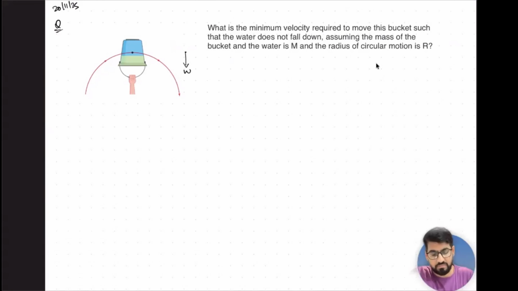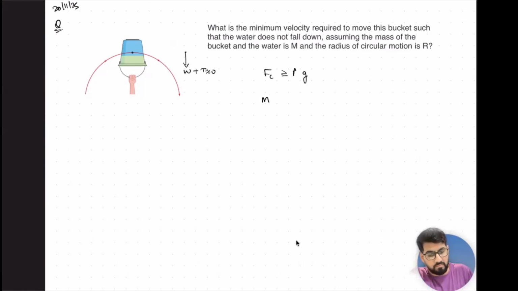For minimum velocity, whatever the tension is, it will be almost equal to zero because I need to find only the minimum velocity. So I can simply say that the weight is nothing but the centripetal force. And we know that whatever the net force is acting towards the center will be considered as the centripetal force. So in order to make the complete vertical circular motion, the centripetal force must be greater than or equal to the weight, which is mg. And centripetal force is what?